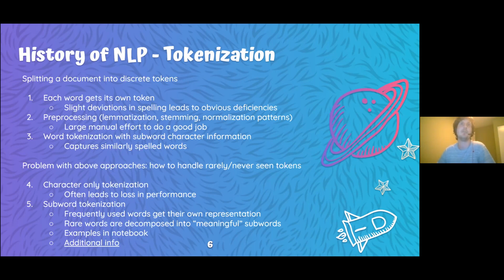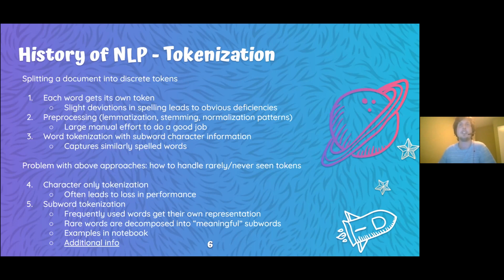One of the downsides of doing post-processing like this is that it is actually quite a large manual effort to do a good job. And you're never going to do a perfect job. And so you always have to solve the edge cases where you haven't been able to group things together that have the same meaning. So you want your model after that to be able to do that job for you anyways. And so why not just focus on having the model take care of that rather than doing the pre-processing, sorry.